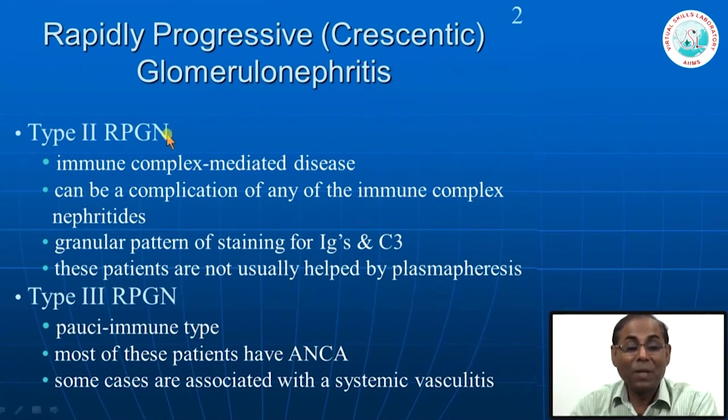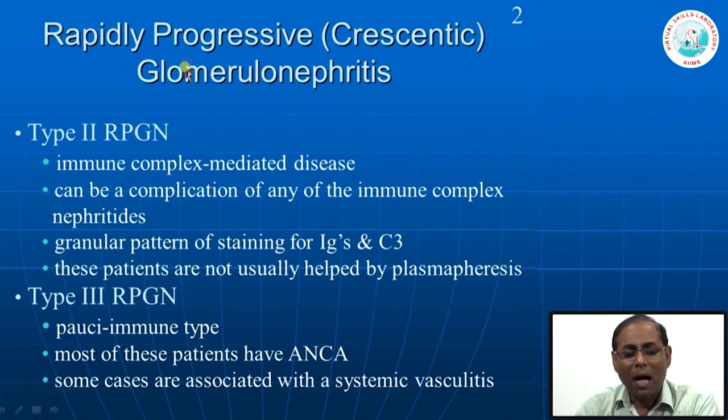And then type 2 rapidly progressive glomerulonephritis, this is an immune complex mediated disease, can be a complication of immune complex nephritis. If you do immunofluorescence, we get the deposition of IgG and C3. Earlier we had a linear deposit, whereas here we get a granular pattern of deposit of IgG and C3. These patients are not usually helped by plasmapheresis. So, this is the difference between type 1 and type 2 rapidly progressive glomerulonephritis or crescentic glomerulonephritis.